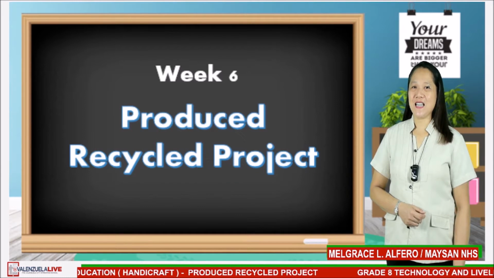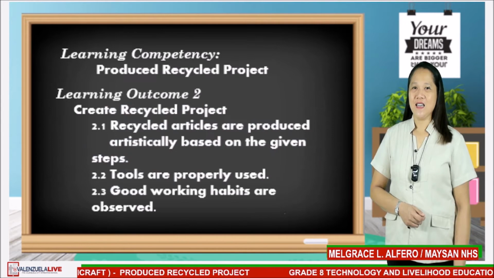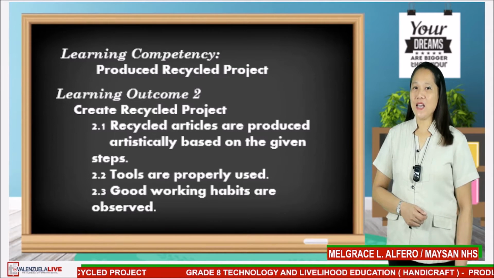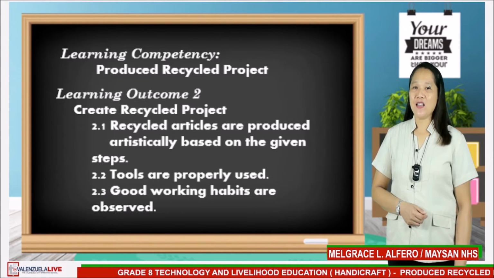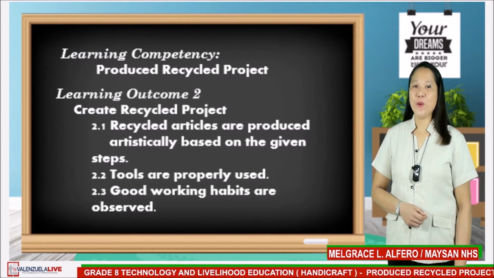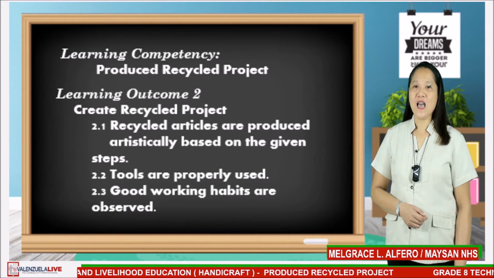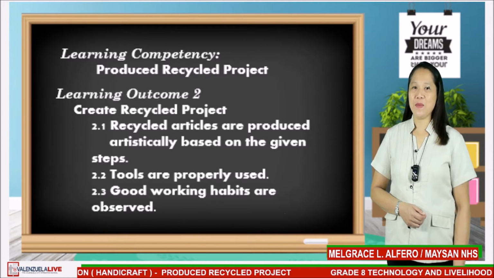Our week 6 topic is Produce Recycled Project. Based on MELS, our learning competency is Produce Recycled Project. Our learning outcome 2 is Create Recycled Project. Under this, we have 2.1, Recycled articles are produced artistically based on the given steps. 2.2, tools are properly used. And 2.3, good working habits are observed.